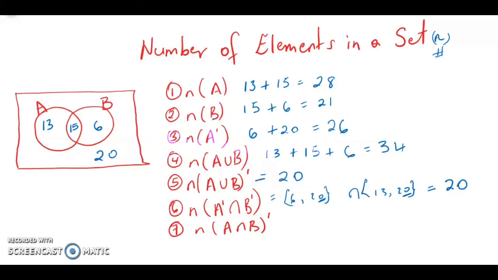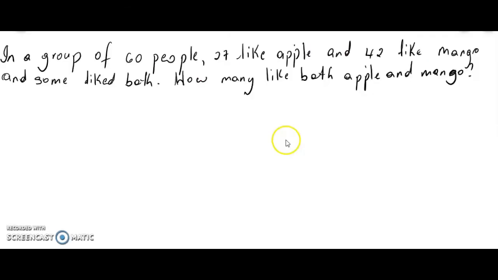For number 7, the number of elements in A intersecting B, in brackets we have our complement outside of the bracket. So here we have A intersect B. A intersect B would have been this little area here, and it is asking us for everything outside of this area. So it is equal to 13 plus 6 plus 20. Remember that we have our intersection here, so it's everything outside, so that is equal to.